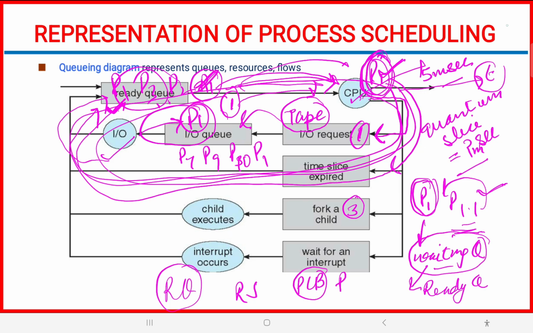So that's it from my side with regard to process scheduling. I hope that you have got the idea of what process scheduling is. In the next topic, we'll be discussing the various operations which are feasible on the processes. And that's all. Thank you.